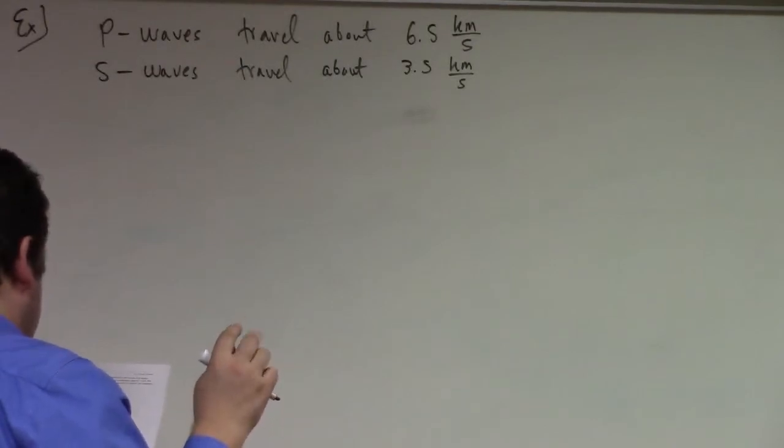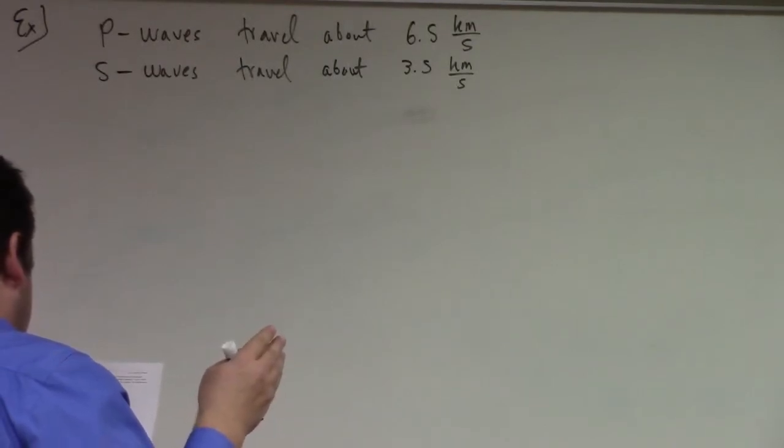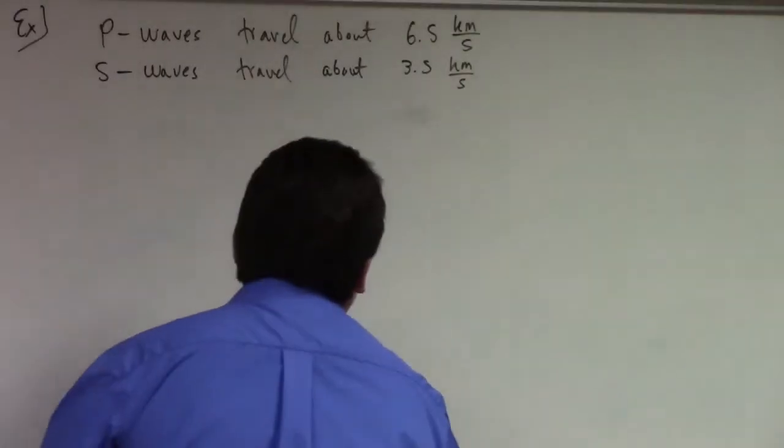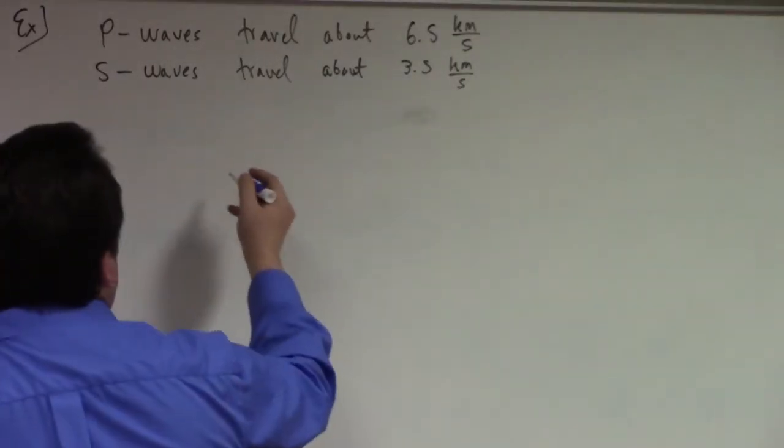Okay, so the time delay between the arrival of these two waves at a seismic recording center tells geologists how far away the earthquake occurred. So here's the question. If the time delay is 22 seconds, how far away from the seismic station did the earthquake occur? So here's my picture for this problem.